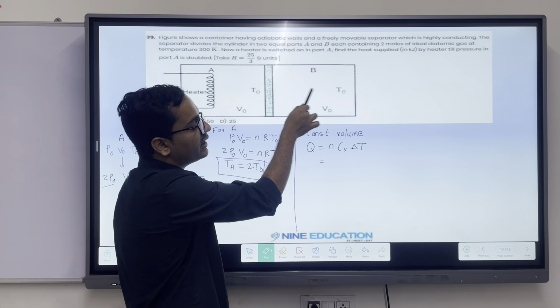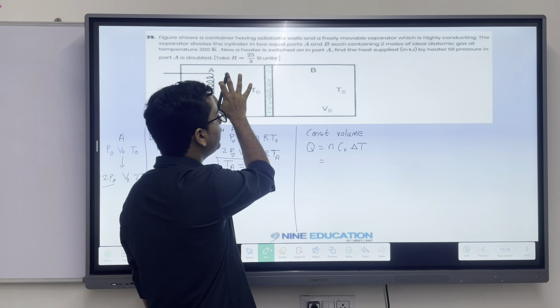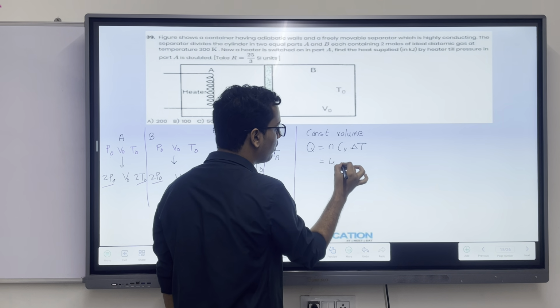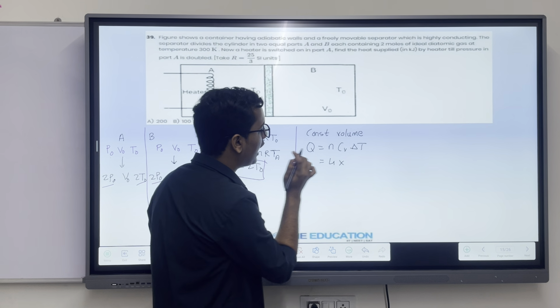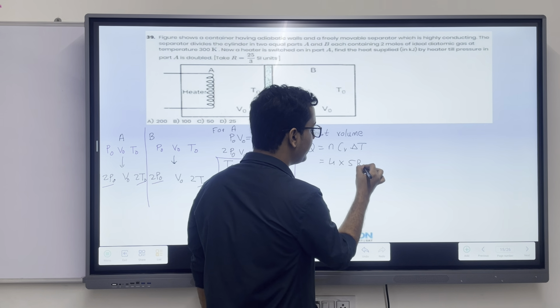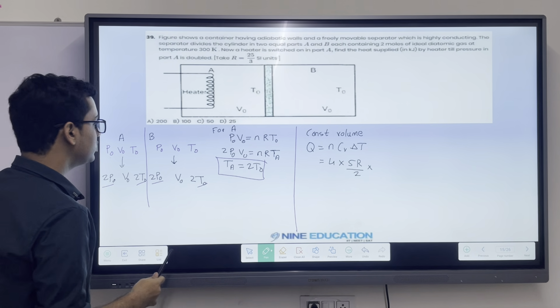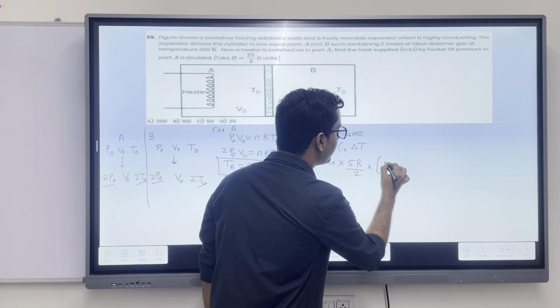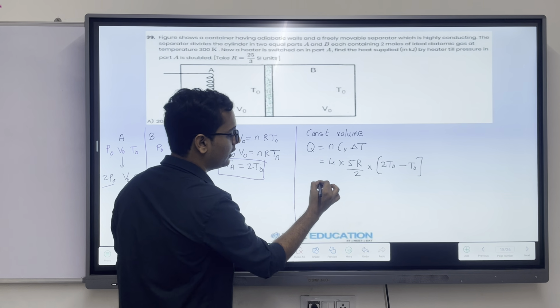Two moles of ideal diatomic gas are there in each of the chambers. So 2 here, total 4 moles. What is the value of CV? It is a diatomic gas, so for a diatomic gas, CV is 5R by 2, into delta T. What is the value of delta T? Finally the temperature becomes T naught, initially the temperature is T naught.